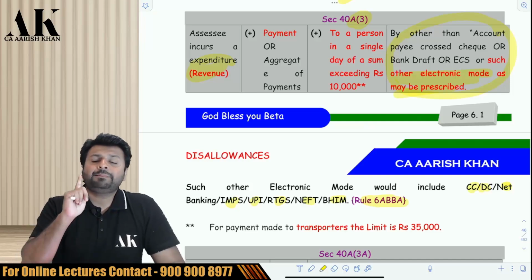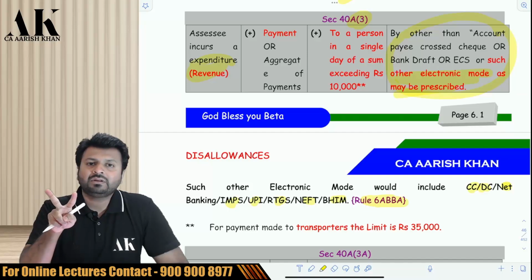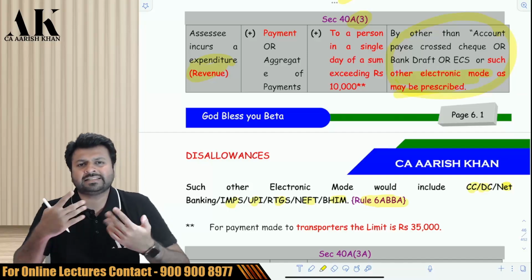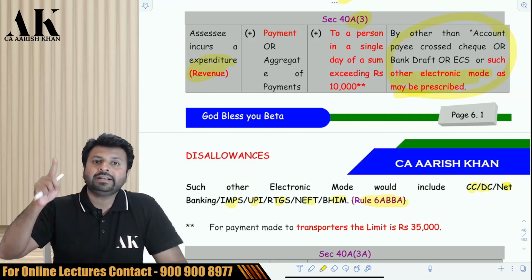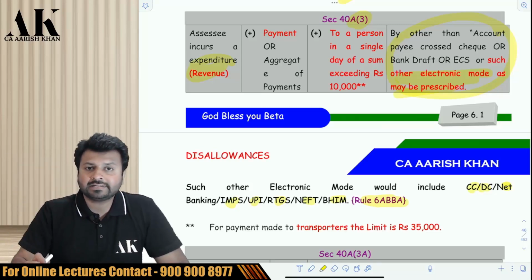So if you are making payments to two persons in a day, say 8,000 to one person and 8,000 to another person in cash, it is allowed. But if you are making payment to one person in a day, morning 8,000, evening 8,000, total 16,000, the expenditure will be disallowed.